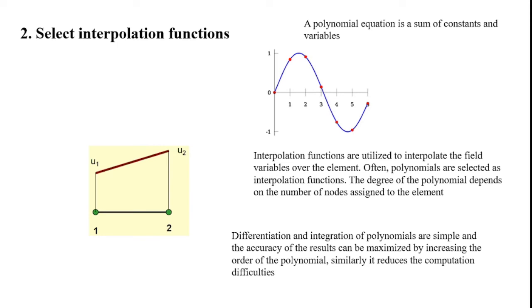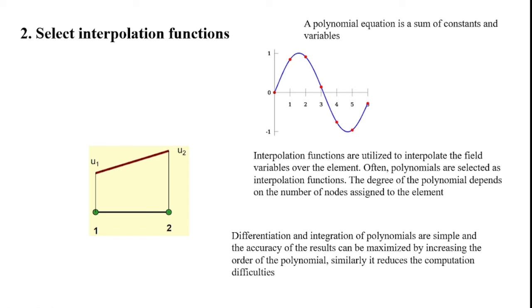Generally the finite element methodology follows a polynomial interpolation function. What is meant by polynomial interpolation function? A polynomial equation is a sum of constants and variables. Here you see u1 and u2 available. Here the point is interpolated from u1 to u2. So here I utilize u and u2, which are the variables, and also u1 has some constants, which are 1 and 2. I may assume both of these.